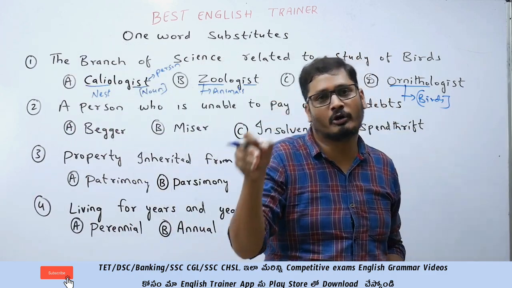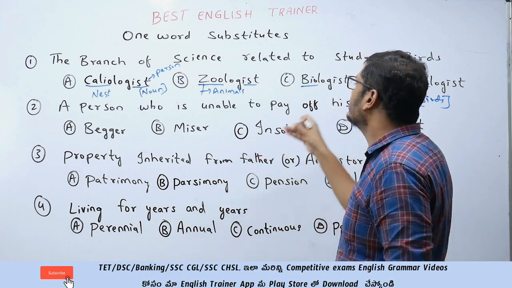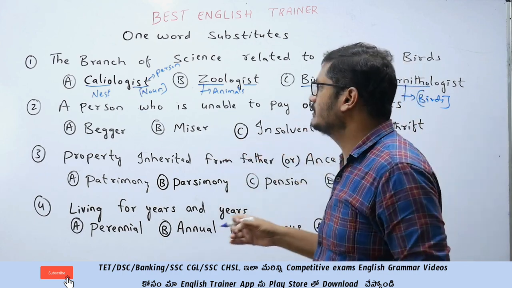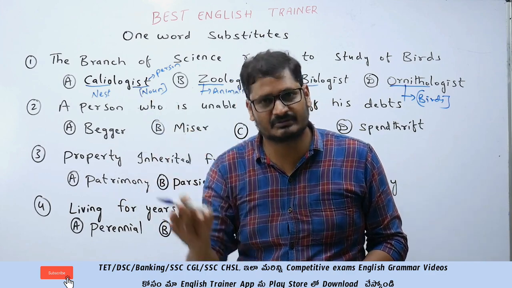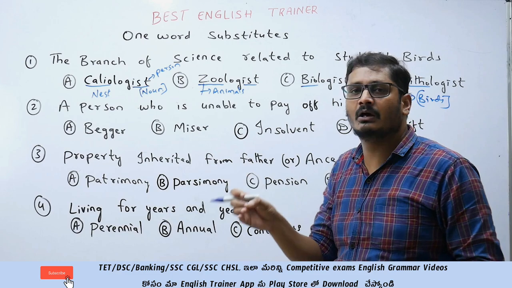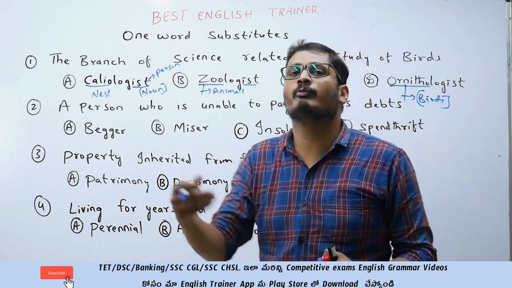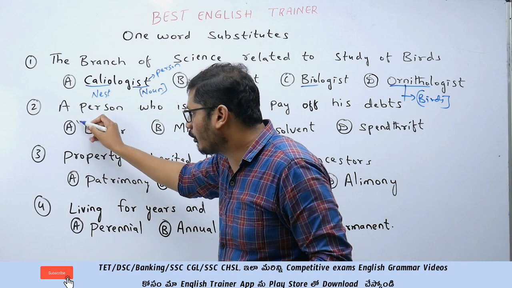That's altogether ornithologist. Right. Now, let's look into the second question. A person who is unable to pay off his debts. Now, we have four options again here. Now, option A is beggar. Now, who is a beggar? A person who begs. So, option A is wrong answer.